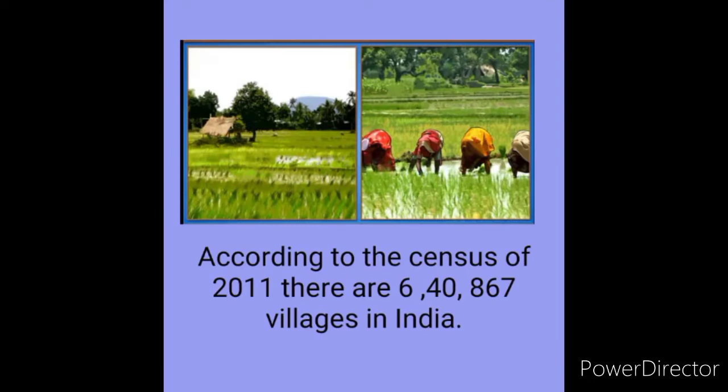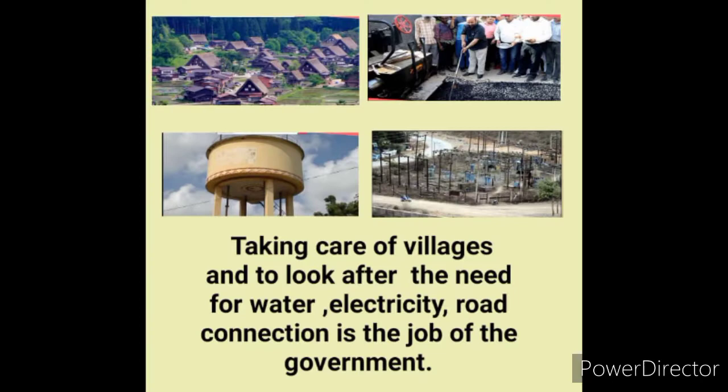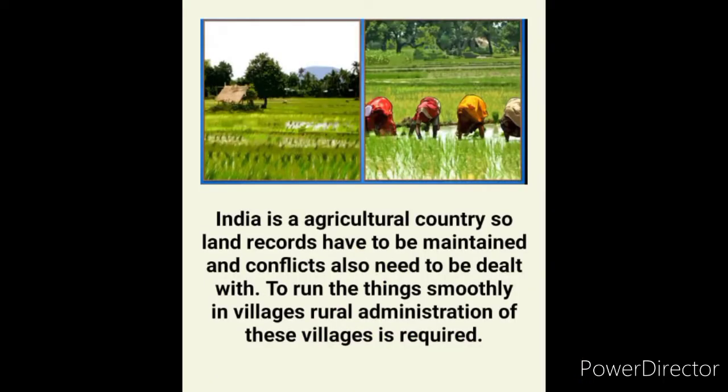According to the census of 2011, there are 6,40,867 villages in India. Taking care of these villages and the needs for water, electricity, road connection is not a small task. India is an agricultural country, so land records have to be maintained and conflicts also need to be dealt with. To run the things smoothly in villages, rural administration of these villages is required.